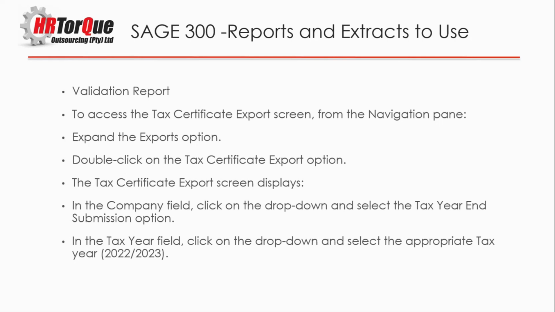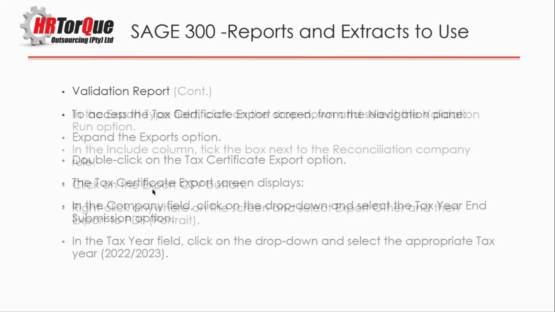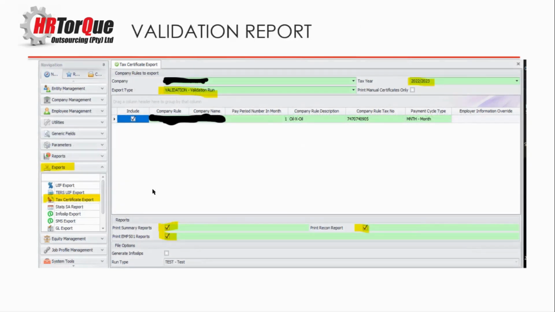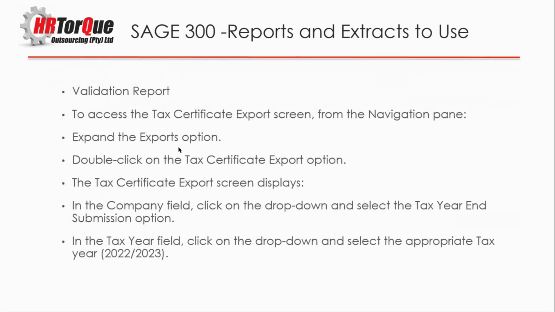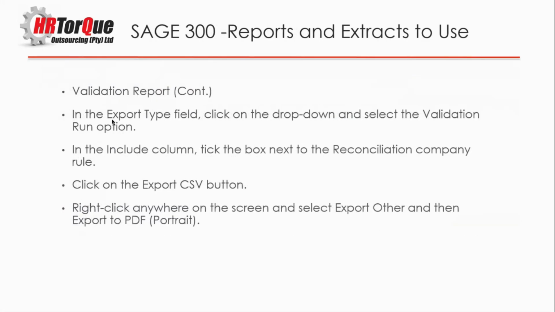You then open up the company and you select the appropriate tax year. So let's just go to there. We'll go back to the screen so you can see. So under exports, tax certificate export, we select our company, we select our tax year, and we select validation run. It's really important to select validation run. Okay, so that was on this screen.